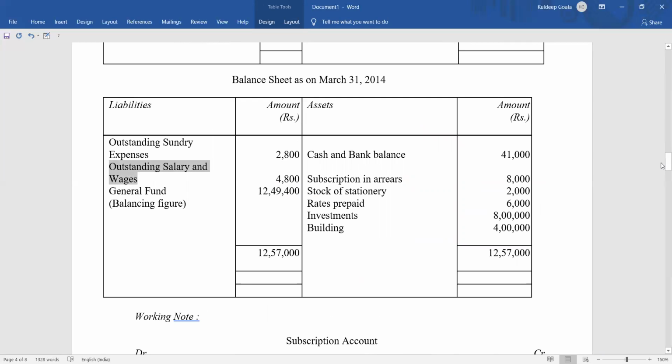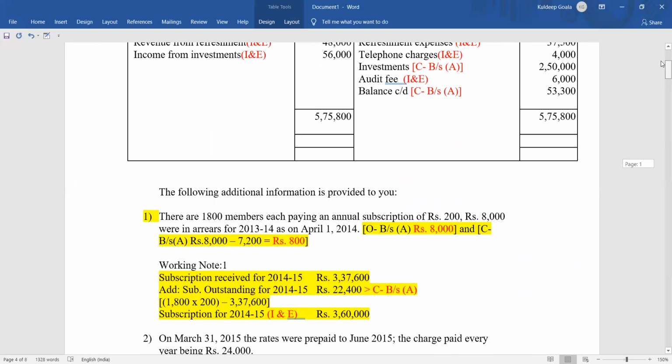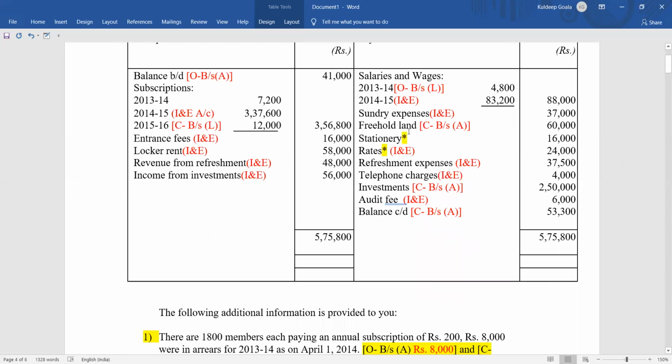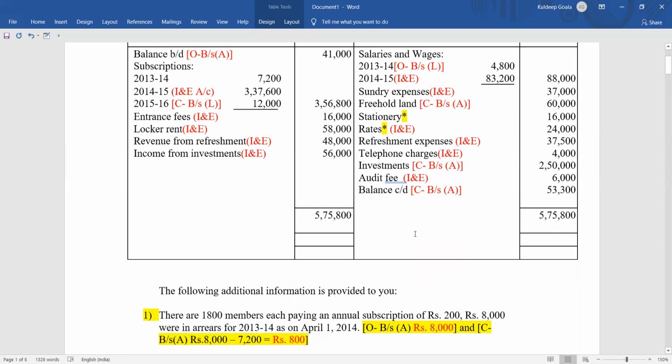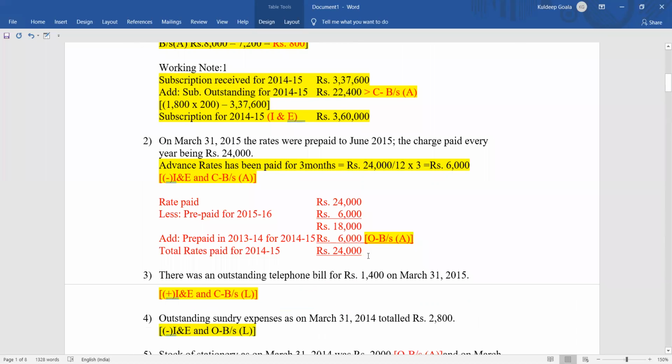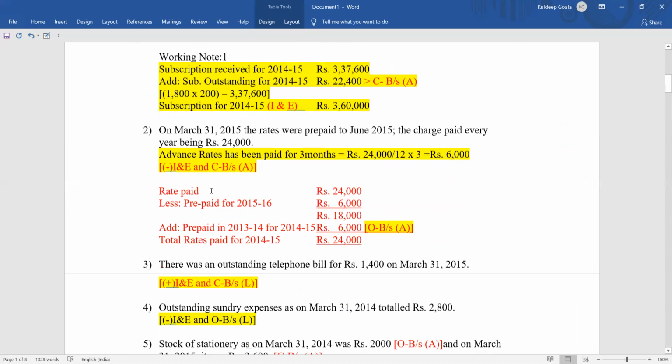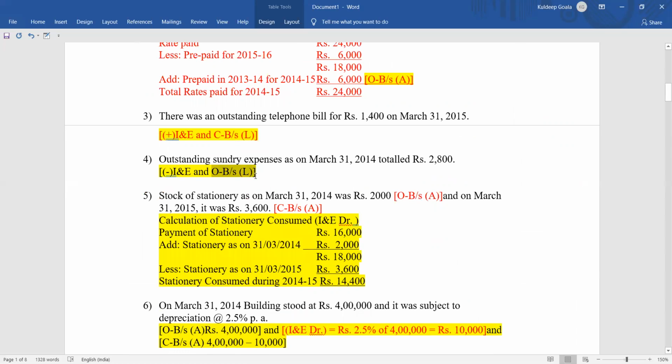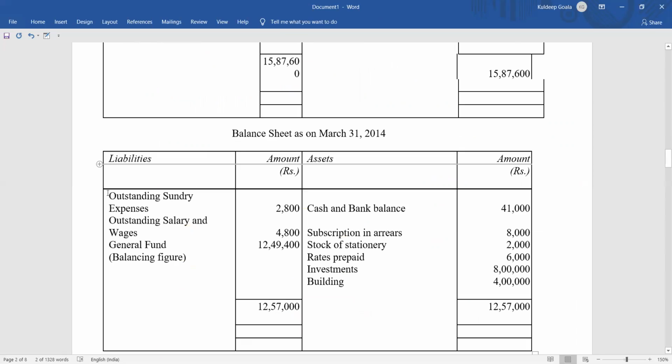Clear? Then we will go back again from the question. We will see where is the opening balance sheet liability side. Here it is over. In the box, we don't find anything else. Outside the box, where is the opening balance sheet liability side? Let's see. Opening balance sheet liability side, right? Here it is there. See, opening balance sheet liability side. What is that? Outstanding sundry expenses 2,800. That will come in the opening balance sheet liability side. Outstanding sundry expenses 2,800 rupees.